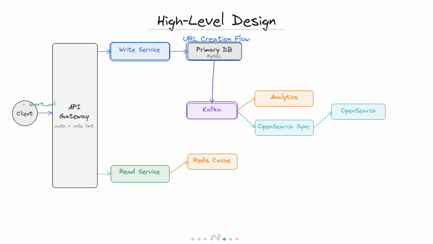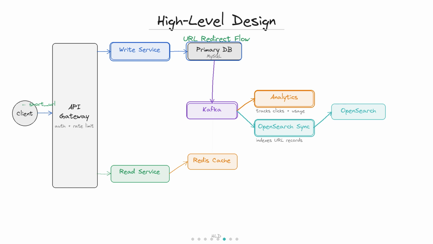That Kafka event is consumed by two downstream systems. First, an analytics consumer that tracks creation patterns and usage data. Second, an OpenSearch sync worker that indexes the URL record so users can later search their own short links by keyword or tag.